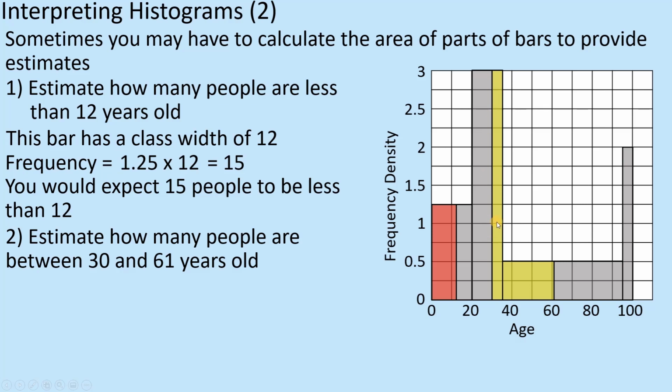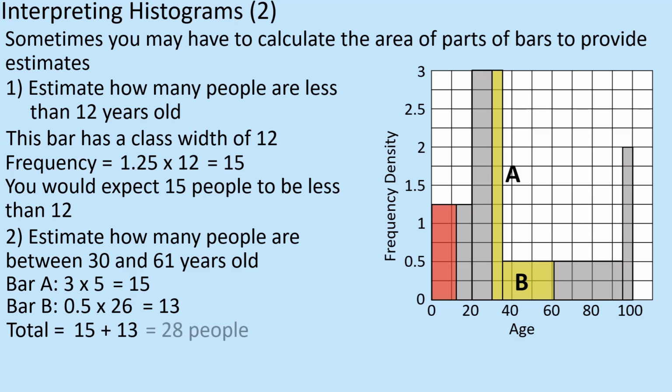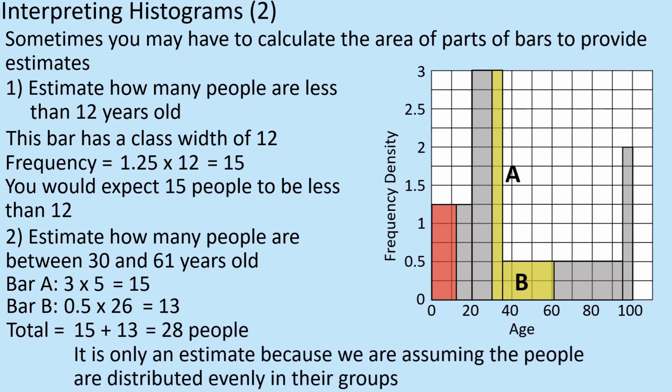So I'm going to do 5, that's the gap of that bit, 5 times 3 for this top bit. I'll call it A and B. So 5 times 3 is 15. And then this bit over here, well, it's 5, and then it's another 20, so 25, 26, because it said one more, didn't it? 26 times 0.5 is going to give you 13, and then you add the two together. So you've got 28 people who we estimate to be between 30 and 61.